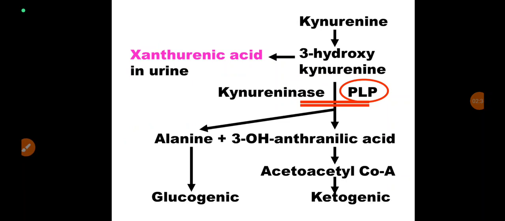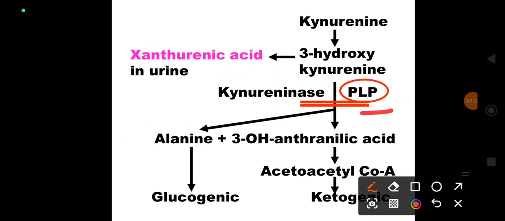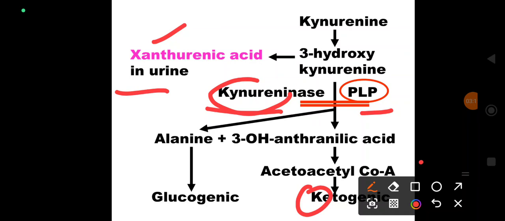Also, the 3-hydroxykynurenine, in the presence of pyridoxal phosphate and the enzyme kynureninase, gets converted into 3-hydroxyanthranilic acid. So, this 3-hydroxyanthranilic acid enters the NAD pathway, as well as releasing acetoacetyl-CoA, which is ketogenic. But when there is a deficiency of pyridoxal phosphate, this kynureninase is inactive. So, this 3-hydroxykynurenine gets converted into xanthurenic acid, and more xanthurenic acid is excreted in urine.